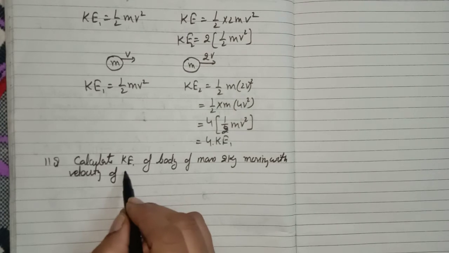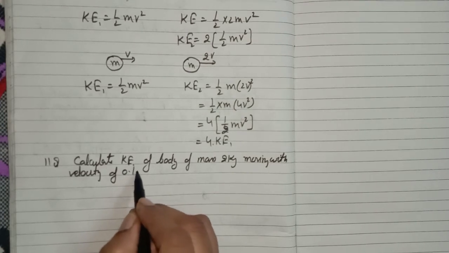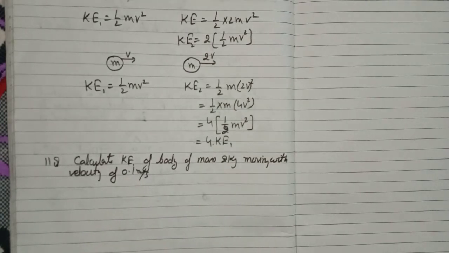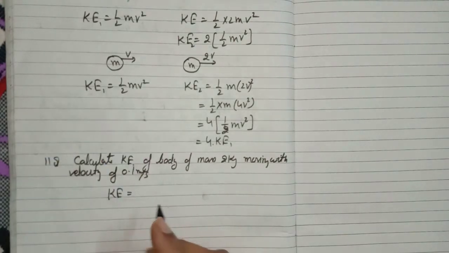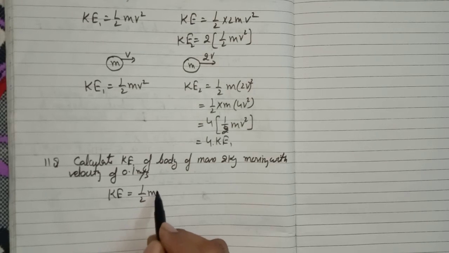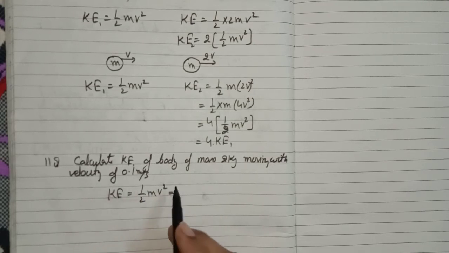Velocity of 0.1 meter per second. Okay. Now you have to find the kinetic energy. You know the formula for the kinetic energy? Yes. We have derived this formula, that is 1 upon 2 mv square. So by using this formula, you can easily find the kinetic energy of the body.